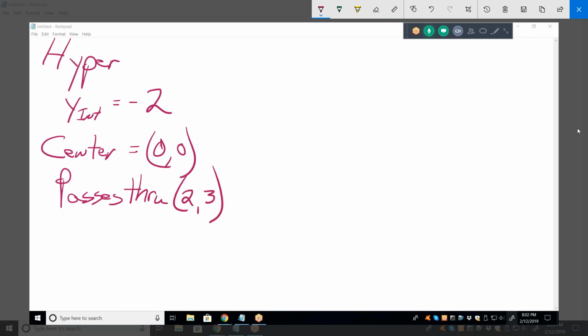Okay. Well, let's first of all figure out what we have. If I run over, let's do this problem and then I'll let you go. The center is at the origin, and there is a y-intercept. If this was a horizontal ellipse, would there be a y-intercept? No. Therefore, it's got to be a vertical one.